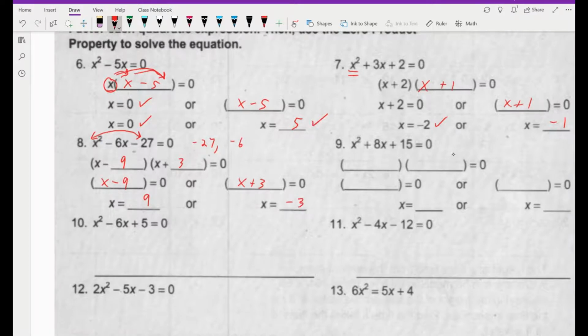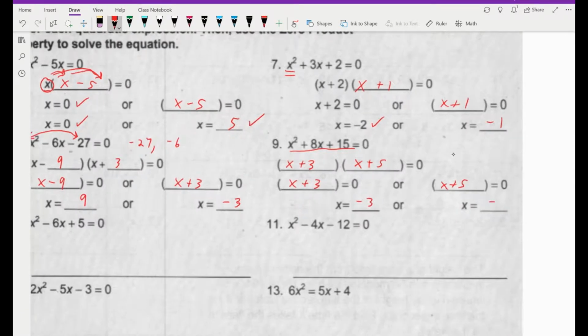Number 9. x squared plus 8x plus 15 is equal to 0. What two numbers multiply to 15, but sum to 8? Factors of 15 could be 1 and 15. Could also be 3 and 5. 3 and 5 do work. So we do x plus 3, x plus 5. We'll just set each term equal to 0. So x plus 3 is equal to 0, or x plus 5 is equal to 0. When we solve, we'll get x is equal to negative 3, or x is equal to negative 5.